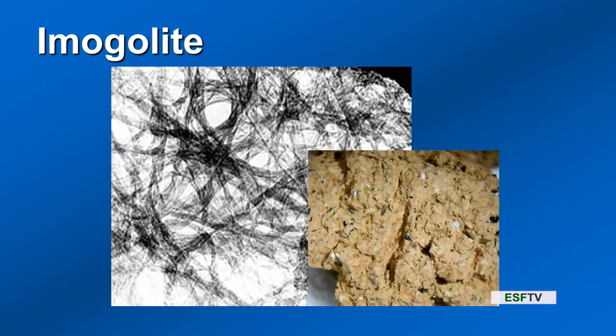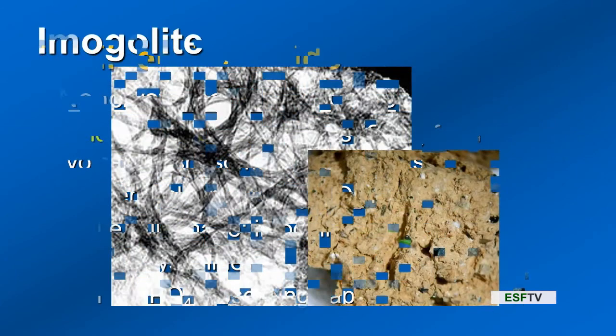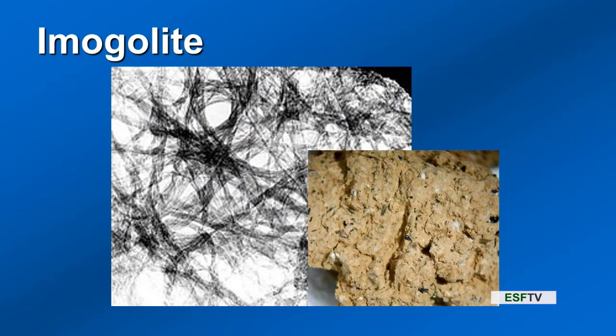Here's imogolite. I had allophane before. These are just kind of cool. These are tubular in shape, so kind of one dimension. They're less amorphous, hence this idea of paracrystalline. And they give a color to the soil. There's a volcanic soil dominated by imogolite, and I show that right here.